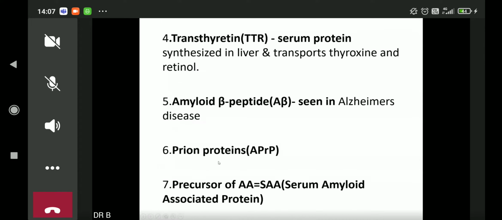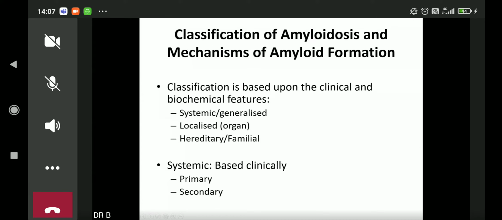The rarer forms are transthyretin, which is TTR protein. This is synthesized in the liver and it transports thyroxine and retinol. Then comes the A beta amyloid, which is seen in Alzheimer's disease. We have beta 2 microglobulin, which is seen in hemodialysis associated diseases. Then you have prion protein, which comes under the rarer forms.